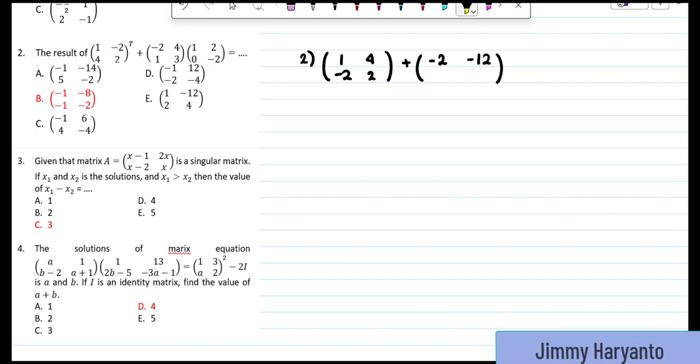And then the next will be this times this. 1 times 1 equals 1. 3 times 0 equals 0. So it will be equal to 1. And then the last one will be this and this one. It will be 1 times 2 equals 2. Negative 6, negative 4. And then you add them together. It will be negative 1, negative 8, negative 1, and also negative 2. This is the answer for number 2.